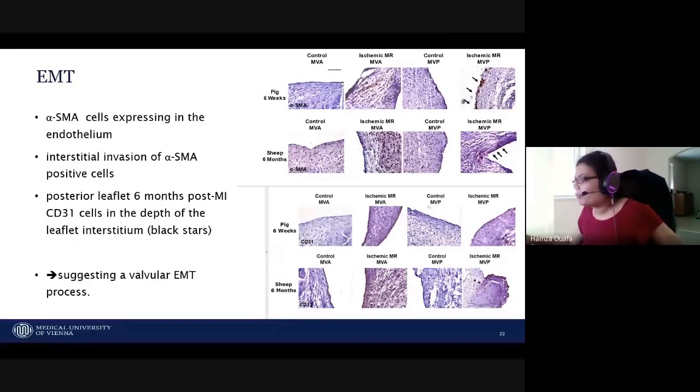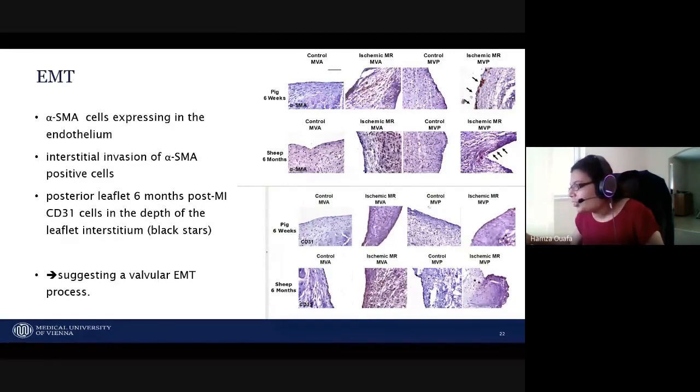In alpha-SMA, you can see this alpha-SMA here along the endothelial layer, which means that maybe the endothelial cells were expressing alpha-SMA, and as we said, they were on the verge of being activated. And you can see that there is also a lot of alpha-SMA in the interstitium, probably some activated fibroblasts, some other cells which were infiltrating the valves. It was really interesting to see that.